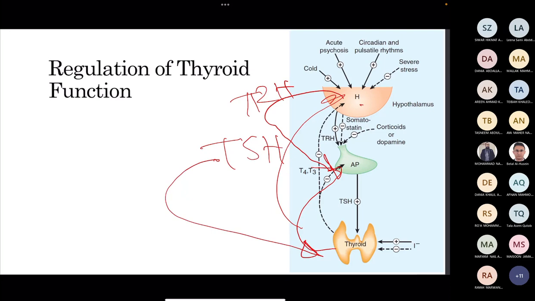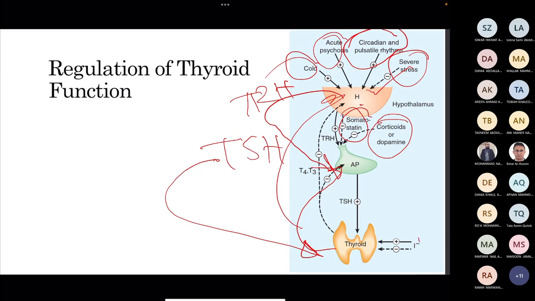Now we have many conditions or regulators for induction of release of TSH, for example exposure to cold or psychosis, or it's part of the circadian rhythm to release T4 and T3, while severe stress could lead to inhibition of the system. We also have corticosteroids and dopamine that could inhibit the release of TSH from the anterior pituitary. We have somatostatin, which we said is used to inhibit growth hormone. Also, it could regulate many hormones in the system: gastrin, glucagon, insulin, but also TSH.